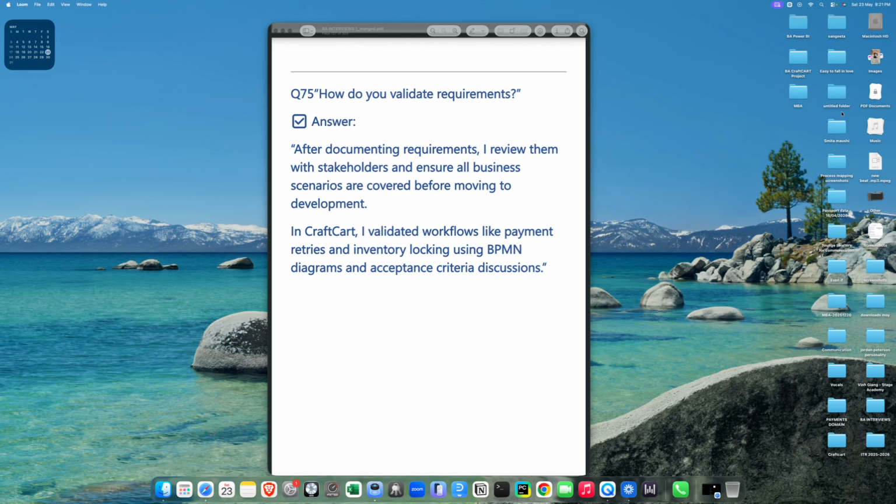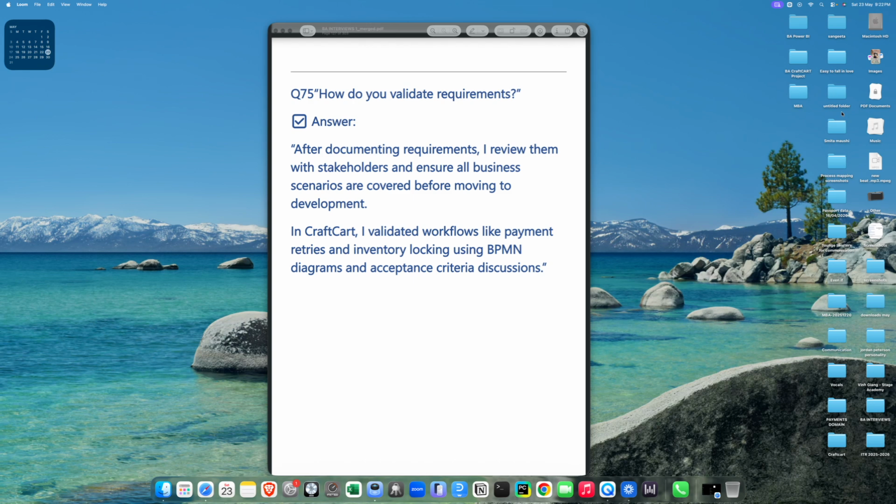Right? So I've given the example in CraftCart where I validated workflows like payment retries and inventory locking using the BPMN diagram, that is the as-is and to-be process diagrams, and acceptance criteria discussions. So if I elaborate a little bit on it, as a BA, after documenting requirements, I review them with stakeholders to ensure they are clear, complete, feasible, and aligned with business goals. I also make sure business scenarios, edge cases, and acceptance criteria are properly covered before development starts.